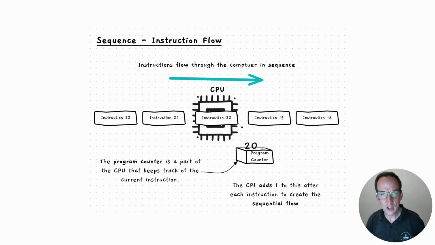The way you can think of this is like a stream or a flow of instructions going through the CPU in sequence. So here we've got a picture that shows these instructions in order, and we can see that instruction 18 was run first, and then 19, and then 20, and those instructions flow through the computer. Each instruction getting the computer to do the things that instruction requires of the computer. And this is all achieved through this program counter.